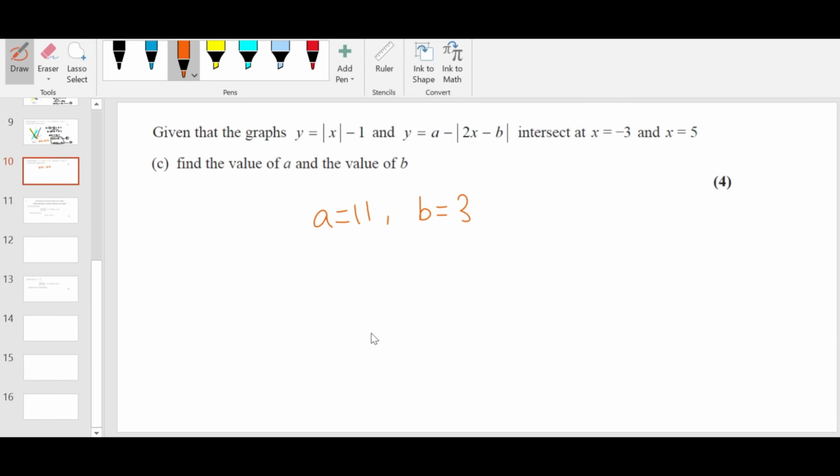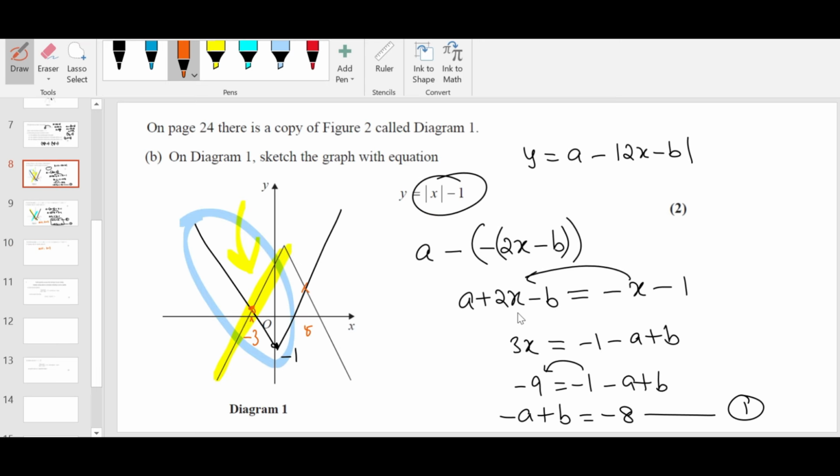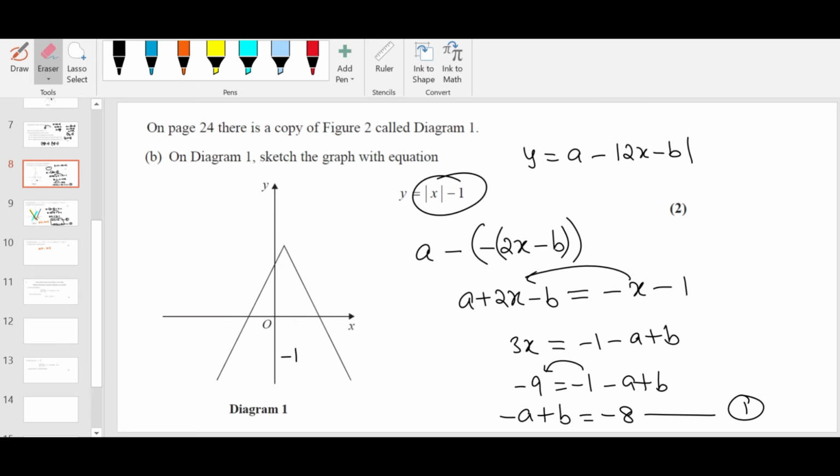I need to explain one more thing here. When you sketch these two graphs in part B, listen to me carefully. You can draw the graph here, you can draw the graph here, or you can draw the graph this way. These are all correct. What you're not supposed to do, don't draw the graph as if they have a point of intersection on the x-axis. That's wrong, because we are not sure whether the point of intersection is on the x-axis.